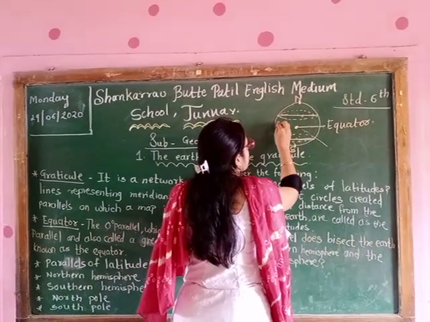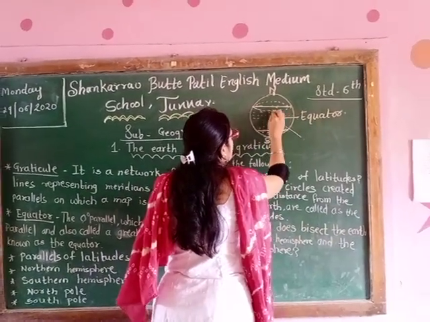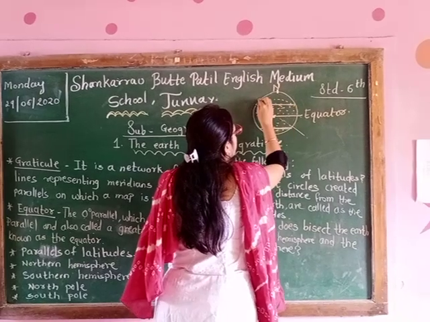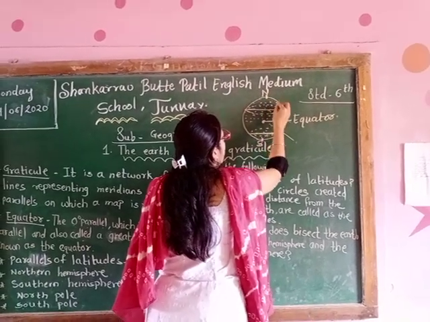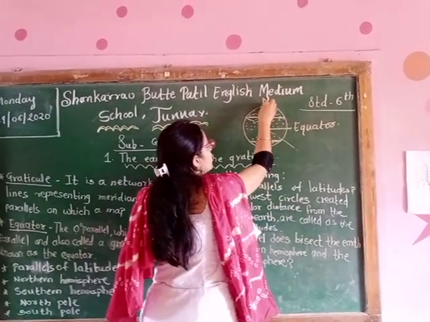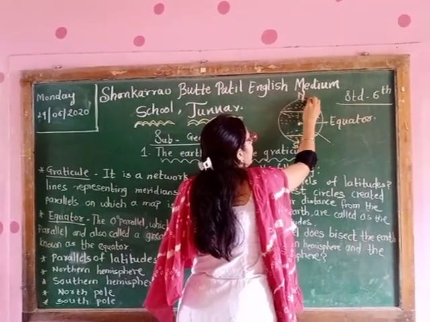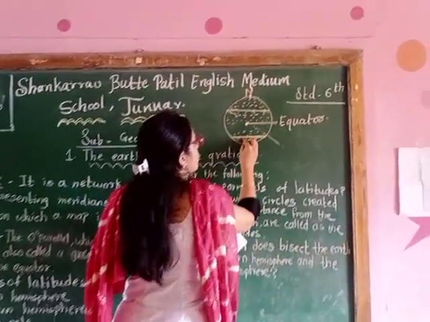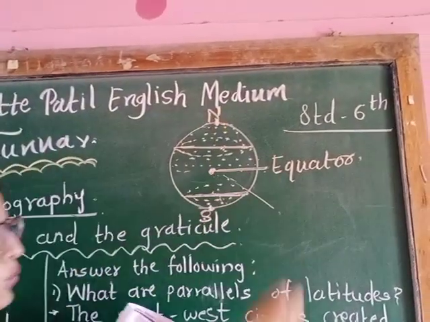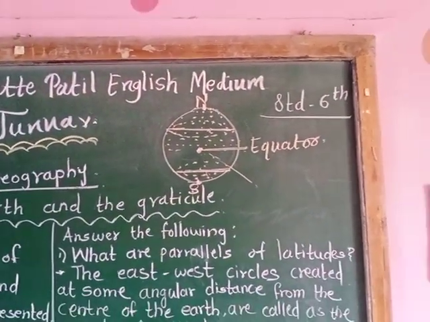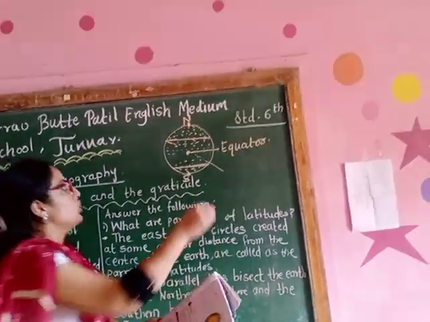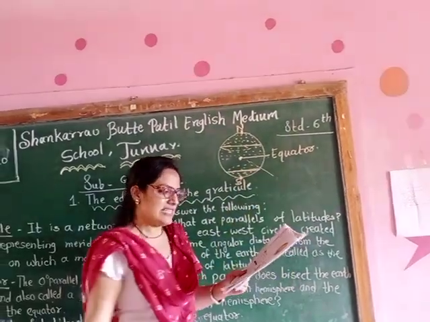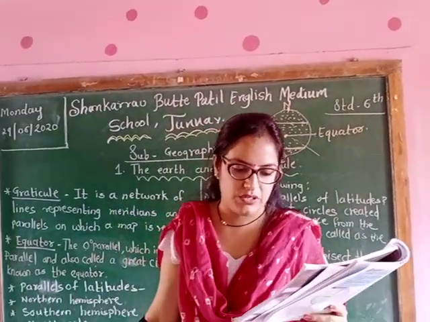If you try to draw a few lines, you will see that they go smaller and smaller when going away from the equator to the north. While becoming smaller and smaller, finally we get two points. These are called the North Pole and South Pole respectively.